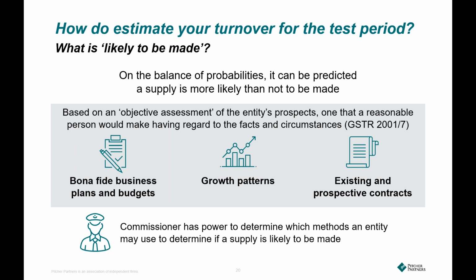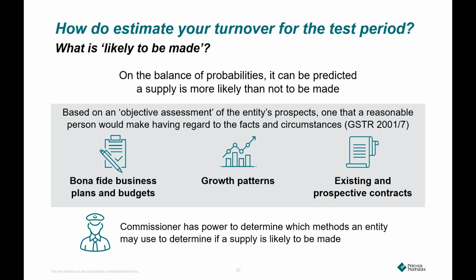So how do you estimate your turnover for the remainder of April? Effectively, you're required to look at a balance of probabilities. So on the balance of probabilities, a supply will likely be made if it can be predicted that the supply is more likely than not to be made. Now that's a bit of a mouthful, but effectively you've got to make an objective assessment of your prospects as a business, based on a reasonable person test, of actually deriving that turnover that you're going to include in your calculation for the period between today and the end of the month.